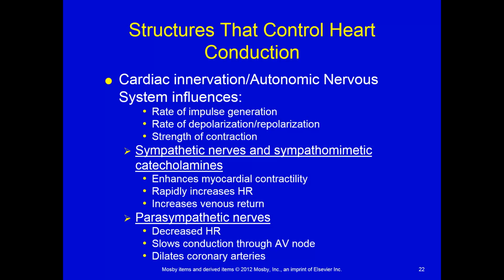So now, in continuing to talk about the structures that control the conduction of that electrical activity throughout the heart, we have to talk a little bit about the cardiac innervation and the cardiac stimulation that the heart receives from the autonomic nervous system. Now, I'm truly not contradicting myself because the heart does have its own automaticity. The sinoatrial node does have its own rhythm that it can do by itself without communication from the nervous system.